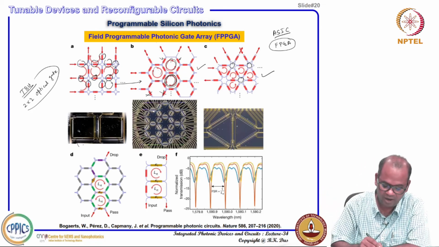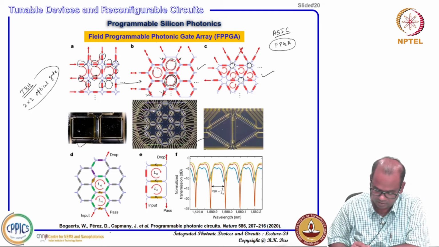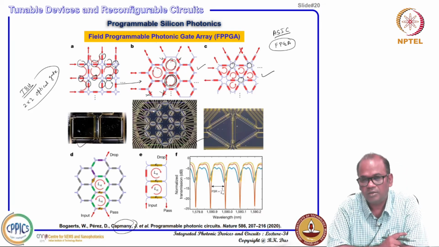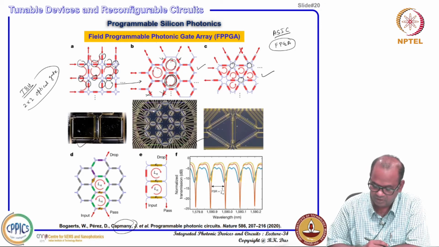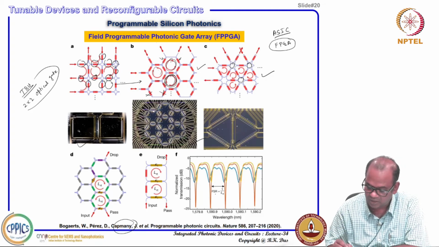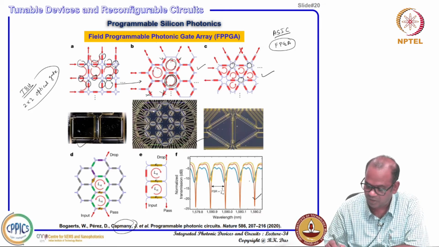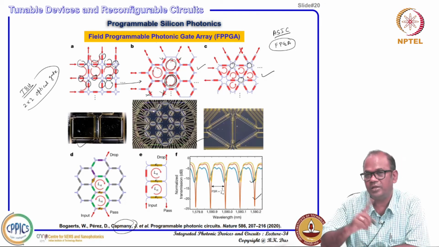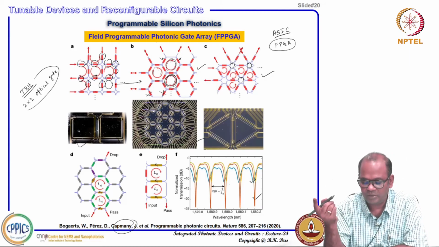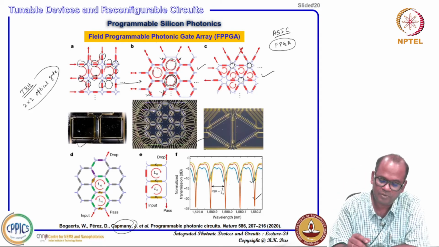Here are some of the fabricated devices shown here, and they have demonstrated this, particularly this Capmany group in University of Valencia. They designed and fabricated, and their results are shown here. For example, by programming this type of hexagonal mesh structure, they could demonstrate different types of filter characteristics, ring resonator filter characteristics, either this one or this one, different orders, first order filter, second order filter, third order filter. They can demonstrate by coupling one basic filter unit to another filter unit, cascading those types of things. So, this is why it is called field programmable photonic gate array.